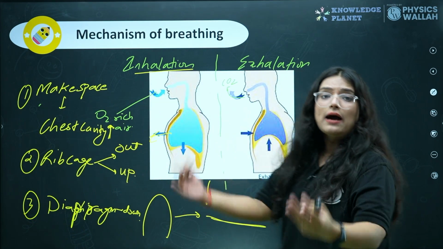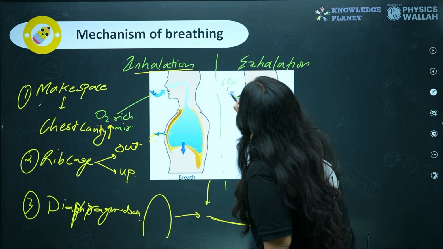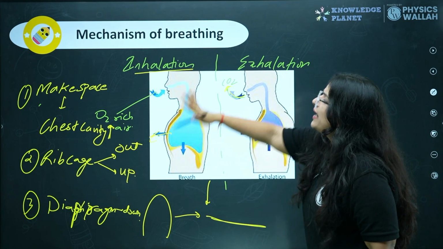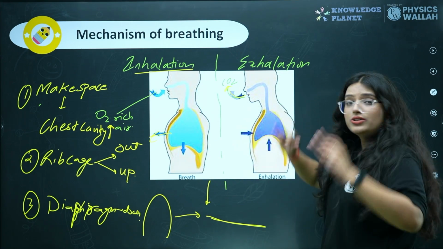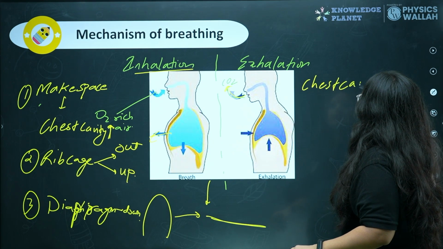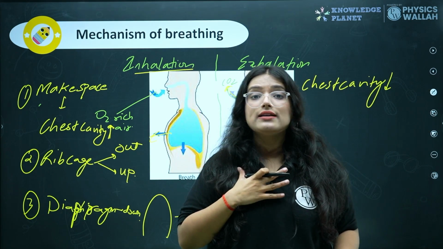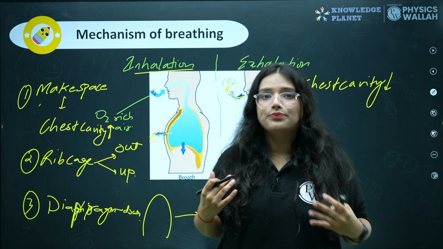The opposite will happen in exhalation. Here you can see that we have to give up the carbon dioxide rich air in the atmosphere. So the entire process would be different. See here, we have to now decrease the chest cavity. So here, chest cavity will decrease. Now again, keep your hand on your chest and then exhale. So you will see that your body is moving back, right?